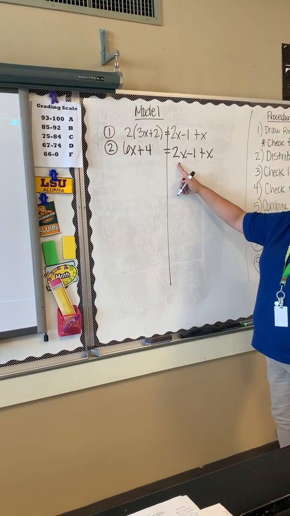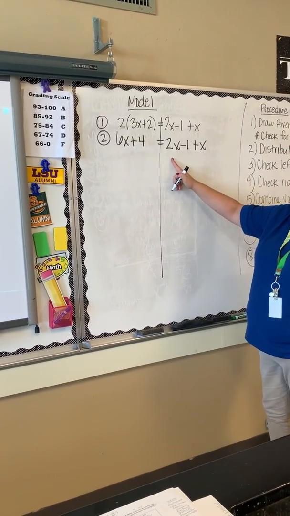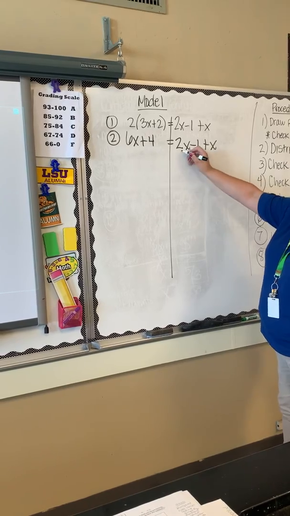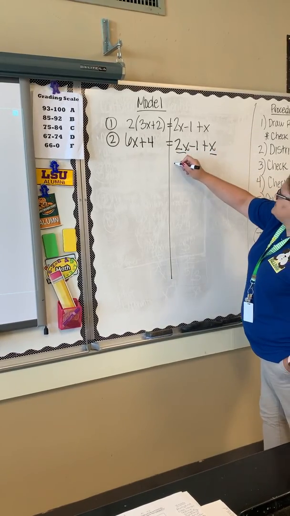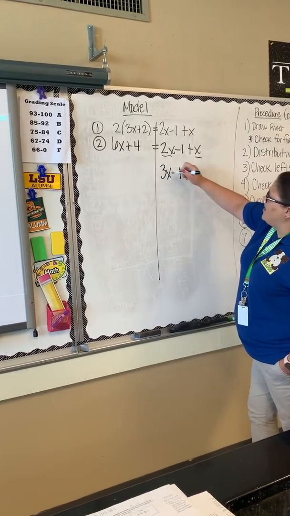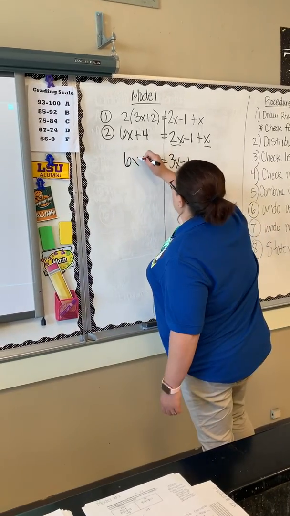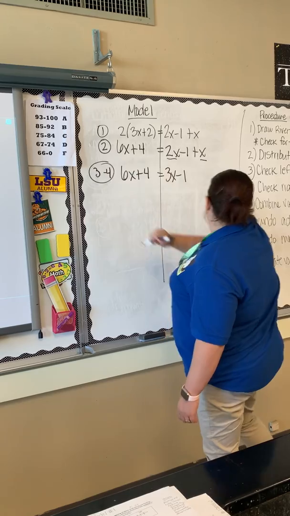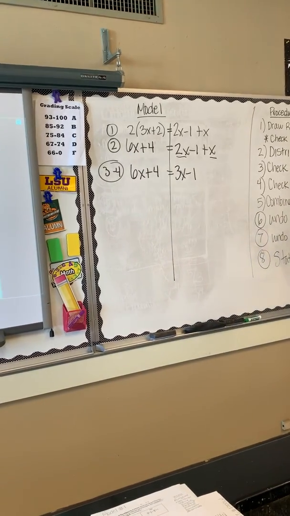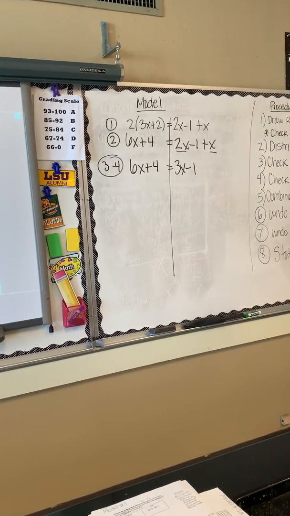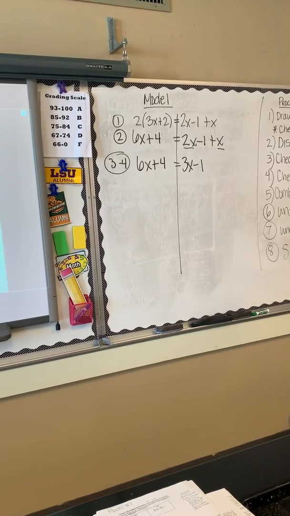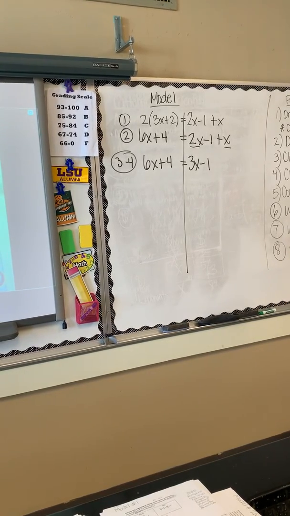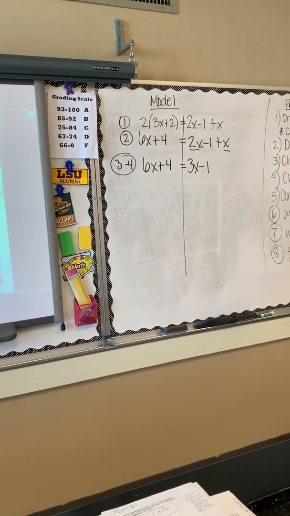So then I check the right. Is there something to combine? Yes. The 2x and the x, which gives me 3x minus 1. And I rewrite. So this is step 3 and 4, to combine. But notice that in the procedures, I tell you to check the left, combine like terms and rewrite, and then check the right, combine like terms and rewrite.